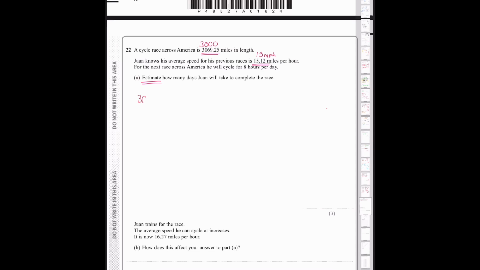So he's got 3,000 miles to travel. He's travelling at 15 miles per hour and he can do 8 hours a day. We didn't have to round that one. It's already rounded. So first of all, I want to know how many miles he can do per day. So 15 times 8. Just in case you don't know how to do this, you do 5 times 8, which is 40. So you put the 0 and carry the 4. And then you do 1 times 8, which is 8. And then we add the 4, which is 12. And then we put the 12 in there. So it's 120 miles a day.